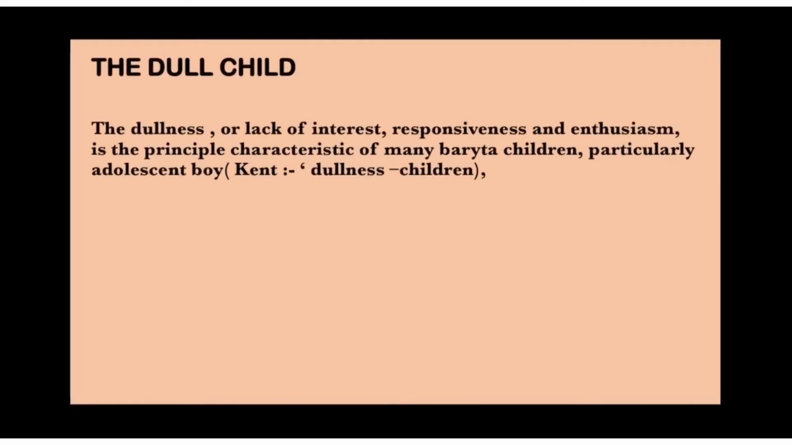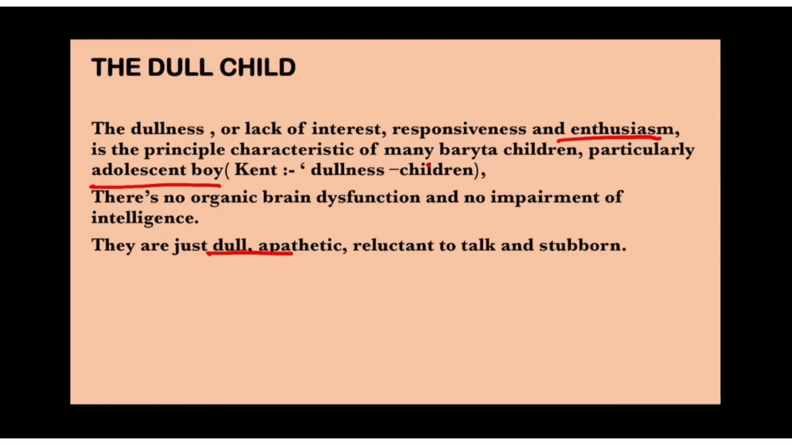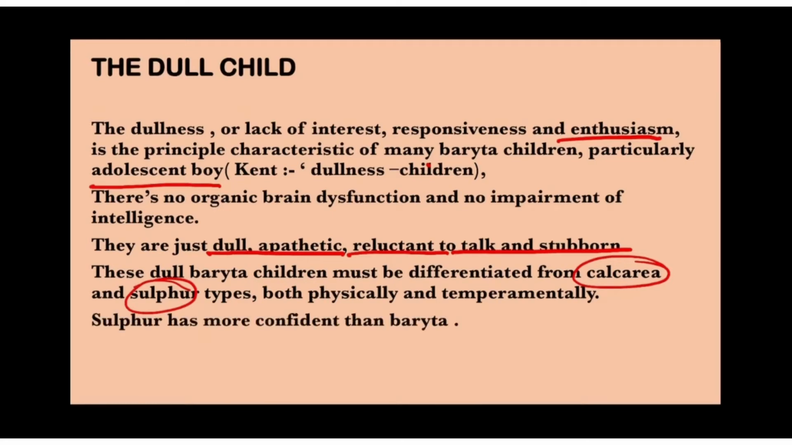Next, coming to the dull child. Dullness or lack of interest, which is unresponsiveness and lack of enthusiasm, is the principal characteristic of many Baryta children, particularly adolescent boys. In Kent there is a rubric, dullness in children. There is no organic brain dysfunction and no impairment of intelligence. They are just dull, apathetic, reluctant to talk and stubborn. These dull Baryta children must be differentiated from calcarea and sulfur types, both physically and temperamentally.